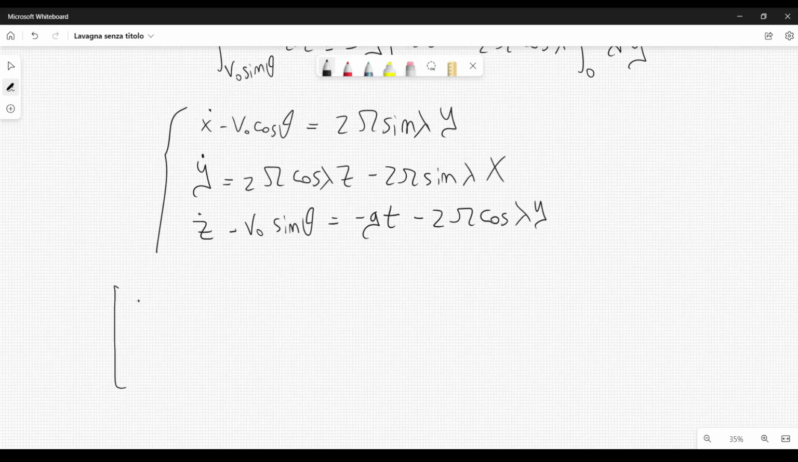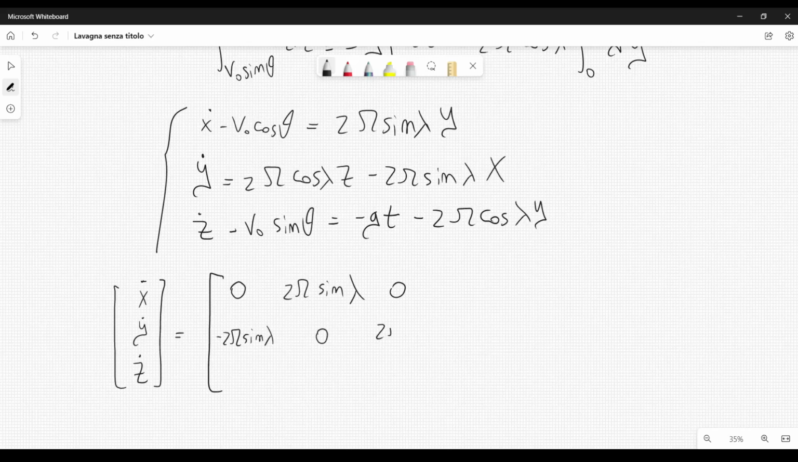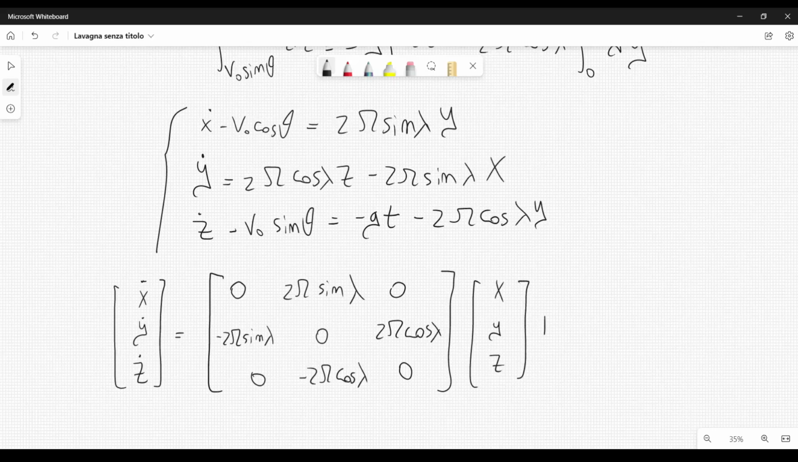On the left, I have a vector x dot, y dot, z dot, whereas on the right, I can rewrite a matrix: 0, 2 omega sine lambda, 0, minus 2 omega sine lambda, 0, 2 omega cosine lambda, minus 2 omega cosine lambda, 0, 0, and here we have the vector x, y, z, plus here we have v0 cosine theta, 0, v0 sine theta, minus gt. And this is the way I want to rewrite my system.